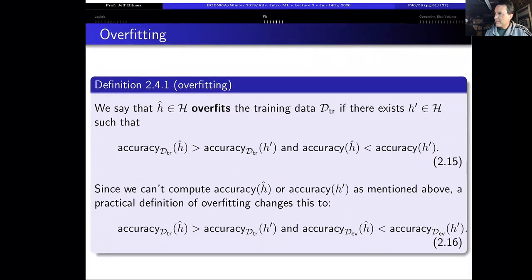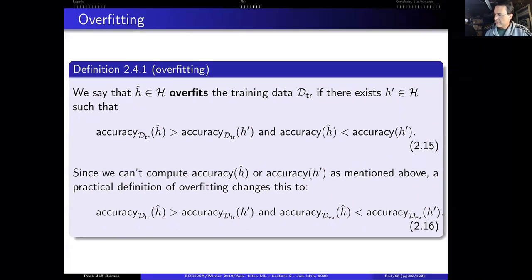So we can formally define what overfitting is by saying the following. Any learned model, wherever you've gotten it, overfits the training data if there is some other model, H prime, such that the accuracy of H prime on the training data is less than the accuracy of H hat on the training data. So in other words, H prime has worse accuracy on the training data set than H hat, but the accuracy overall is actually better.